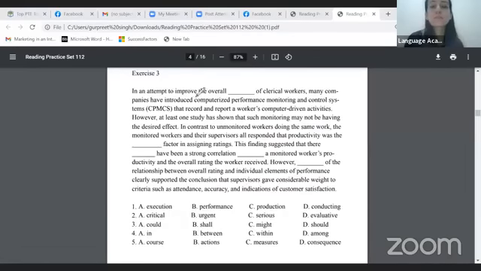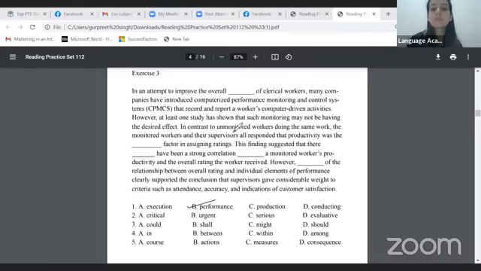In an attempt to improve the overall dash of clerical workers, many companies have introduced computerized performance monitoring and control systems. Whenever we talk about workers, the management will always want to improve their performance, so we can say performance of workers can be improved. However, at least one study has shown that such monitoring may not be having the desired effect.